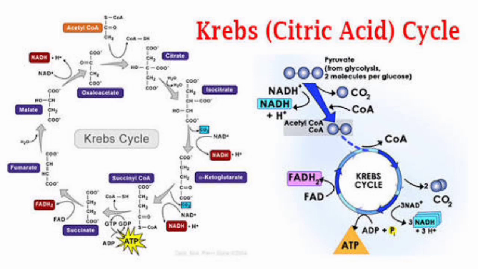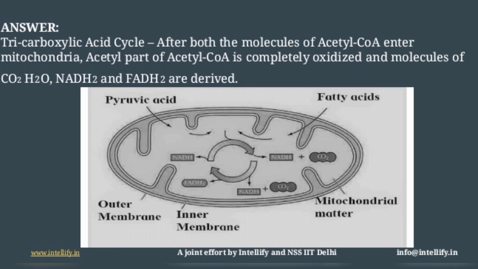Acetyl-CoA is nothing but acetyl coenzyme A, a molecule that participates in many biochemical reactions in protein, carbohydrate and lipid metabolism. Its main function is to deliver the acetyl group to the citric acid cycle to be oxidized for energy production. In eukaryotes, the citric acid cycle takes place in mitochondria. Now, acetyl CoA enters the mitochondria. The acetyl part of acetyl CoA is completely oxidized and molecules of CO2, H2O, NADH2 and FADH2 are derived. And then you can see this image where the parts are marked: pyruvic acid, fatty acids, etc.